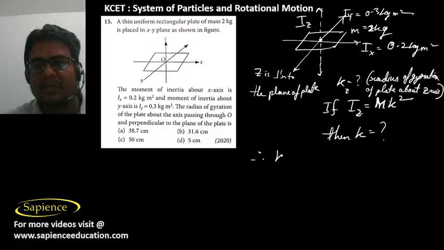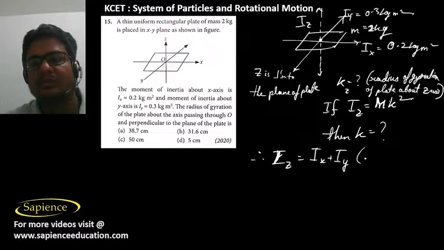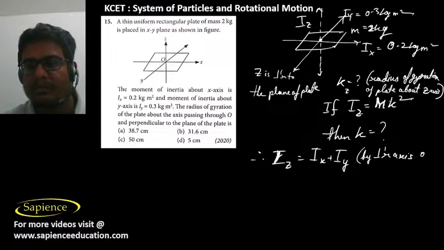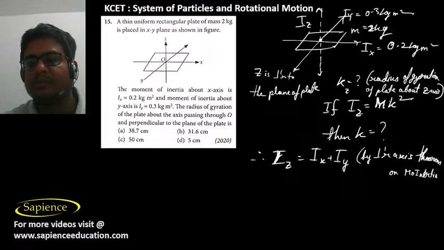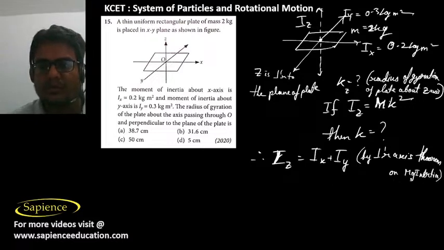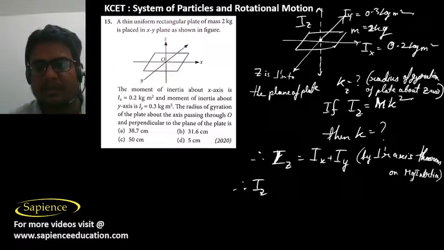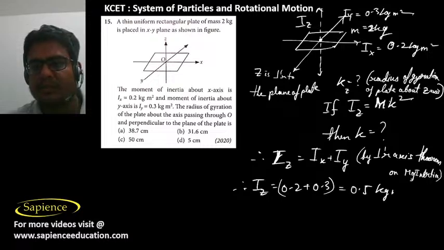Now we know that Iz will be equal to Ix plus Iy. How? By using the perpendicular axis theorem on the moment of inertia. Therefore Iz will be equal to Ix, that is 0.2, plus 0.3, that is 0.5 kg meter square.